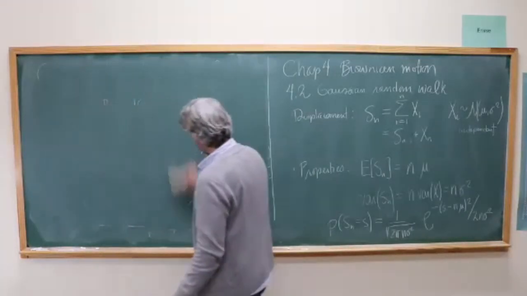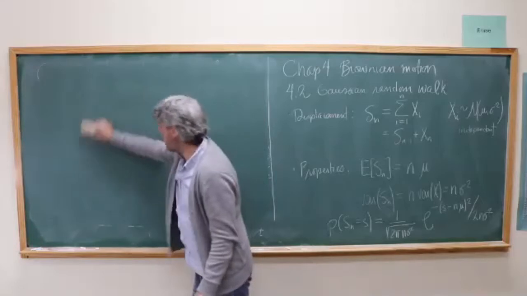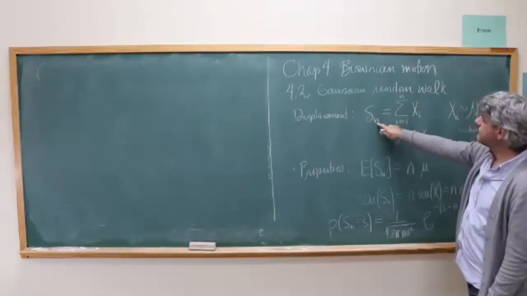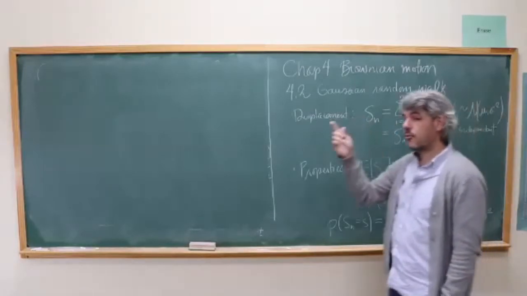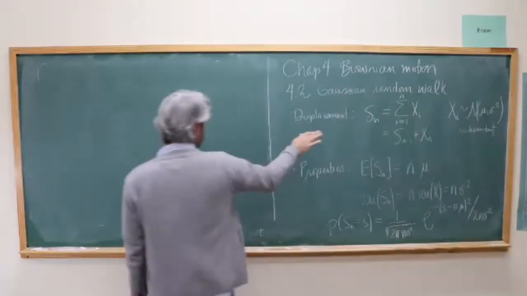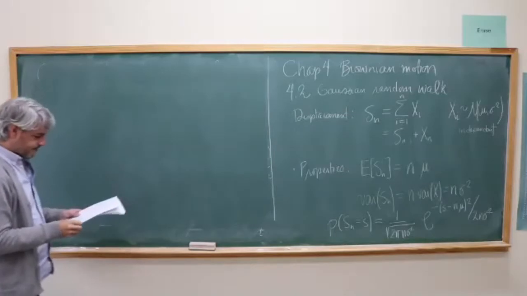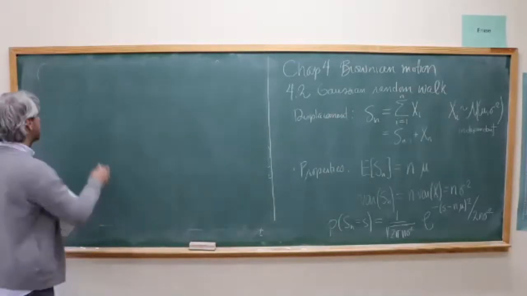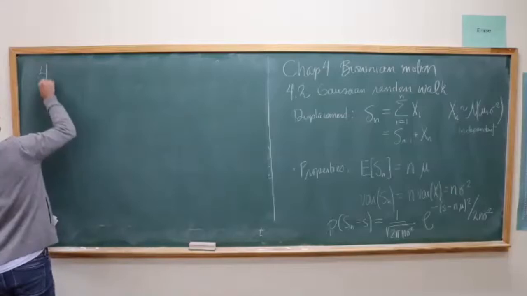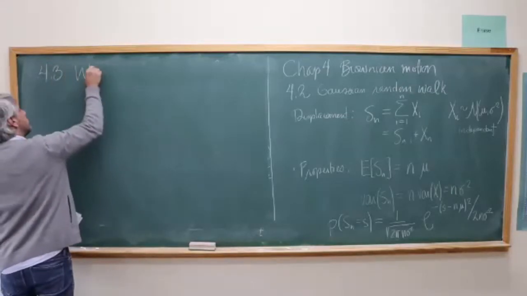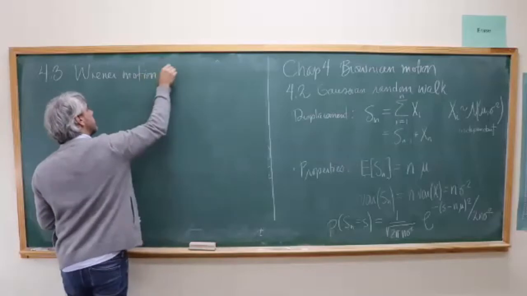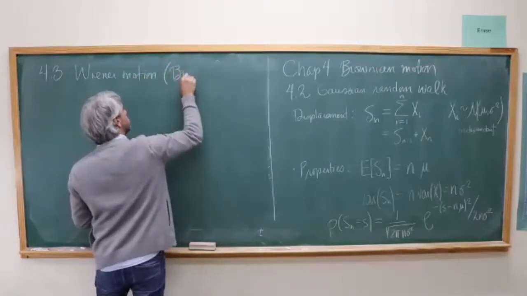So that Gaussian random walk, if you want, is a random walk in discrete time. This is the time index after n time steps. What we're going to do now for Brownian motion is try to put this in continuous time. And this is the next section, 4.3. This is called Wiener motion. In maths it's called Wiener motion. In physics it's called Brownian motion.